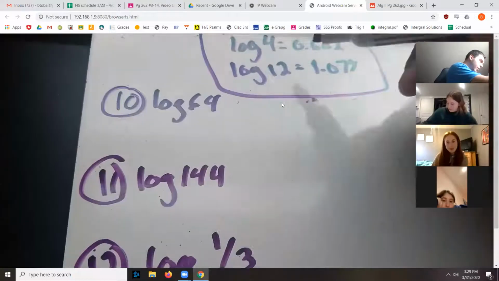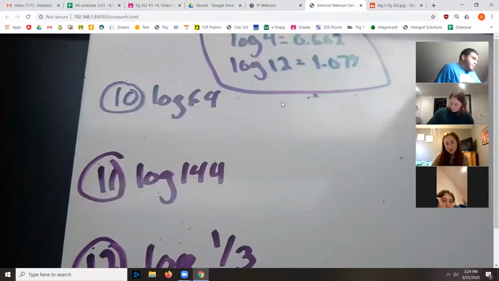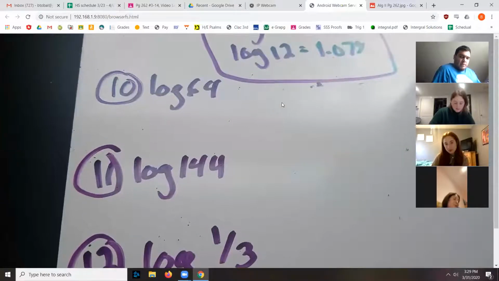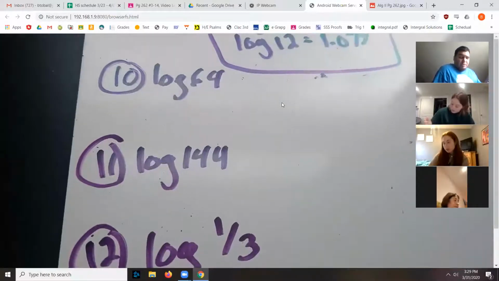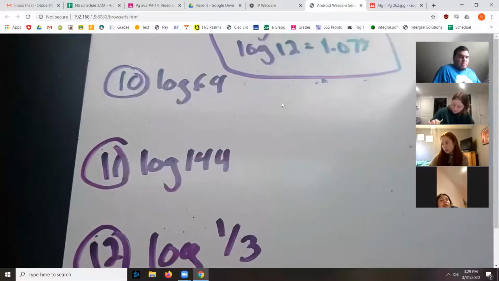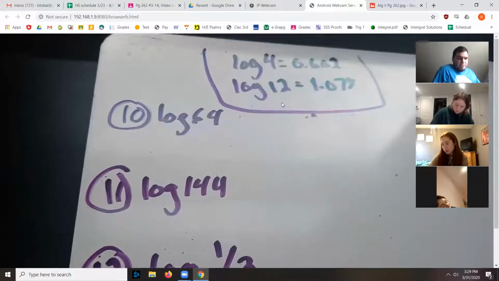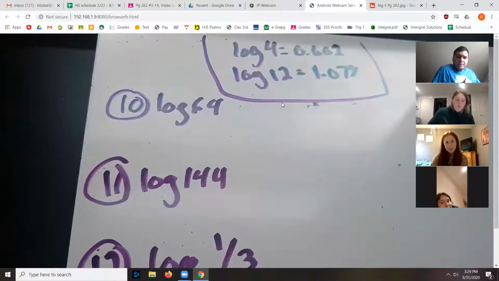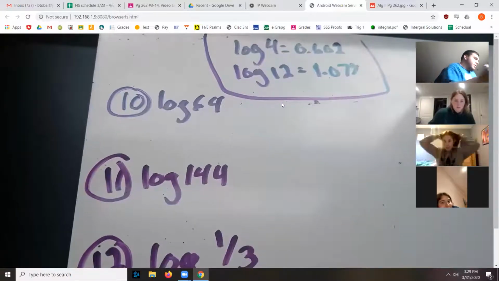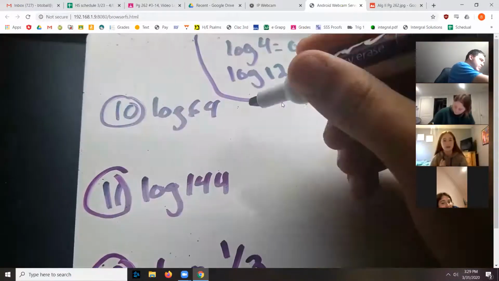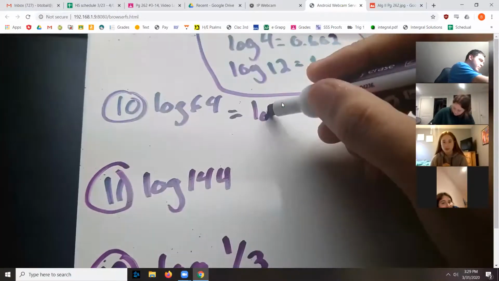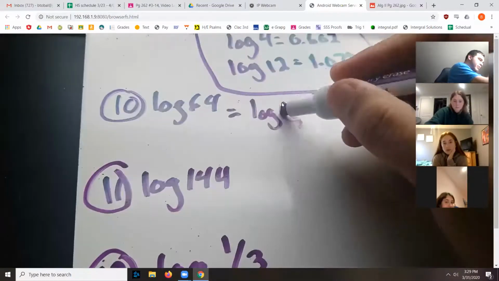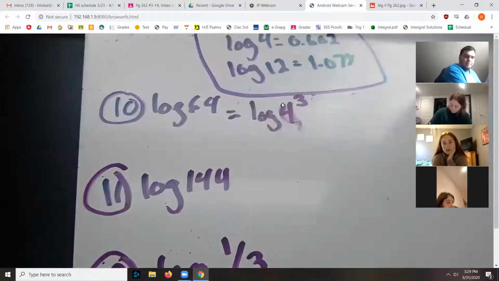So number 10, log base 64. We need to use 12 and 4 to get to 64. And we can use multiple of them. You could use like 3 12s if you needed to. So log 4 times log 4 times log 4. Good. I'm going to rewrite it as 4 to the 3rd power.